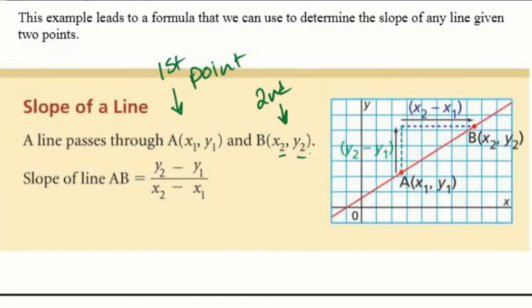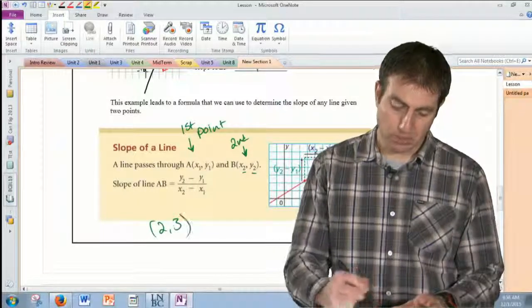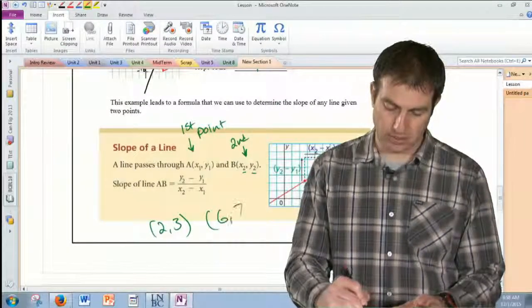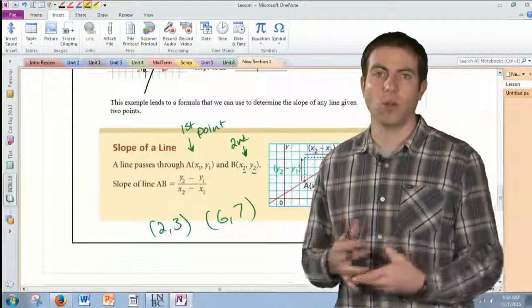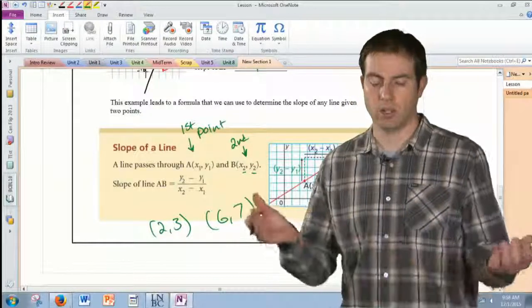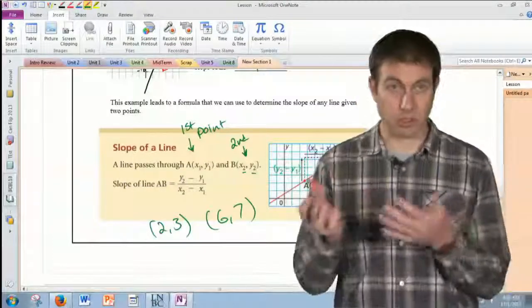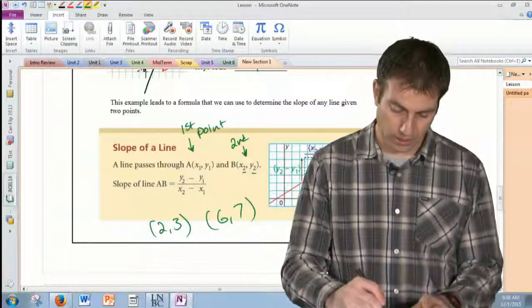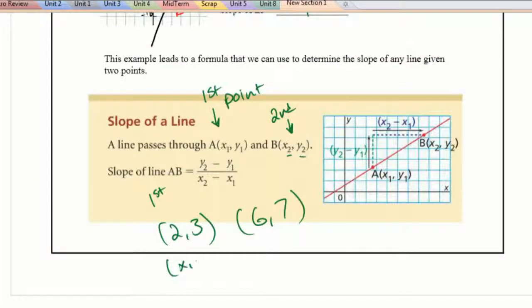Because if you think about it, if I gave you 2 points, like 2, 3 and 6, 7, and said take the x coordinate of the point, you'd say, well, there's 2 of them, which one? How can we distinguish between these 2 points? We'll call everything here my first point, so I'd have x1, y1, and everything here is my second point, so I'd have x2 and y2.